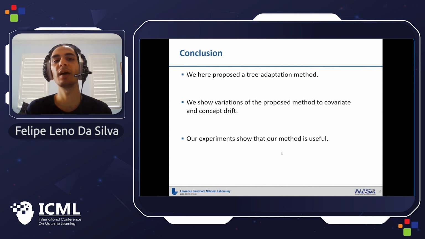So as a conclusion, we have proposed a tree-adaptation model in our paper, and we showed variations of this model for situations in which you might have covariate or concept drift, or both of them. And our experiments show that our method is useful.